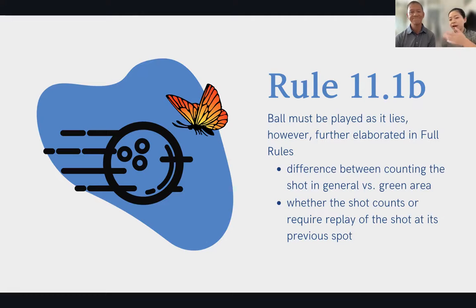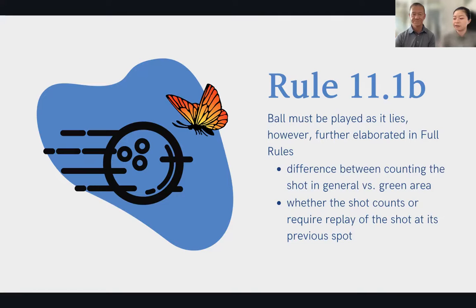Okay. So there's a difference between counting the shots in the general area and on the green, if influenced by an outside agent. In the general area, when your ball hits an outside influence, the shot counts, and then you have to play the ball as it lies for the next shot. But when the ball is putting from the putting green and the ball in motion hits an outside influence, that shot doesn't count. The player has to play that again.